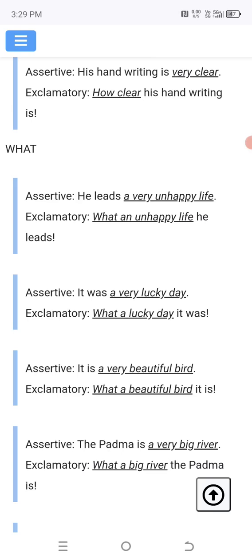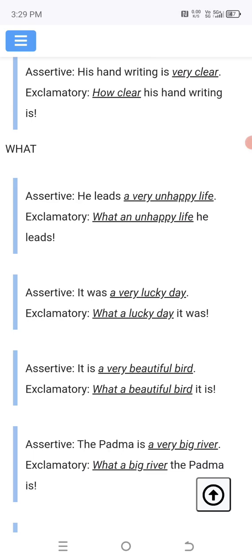What, and unhappy is an adjective and it begins with the vowel u. That's why after the what we should use an, because the word unhappy begins with the vowel u. That's why we should write after the what an. So what an unhappy life he leads.